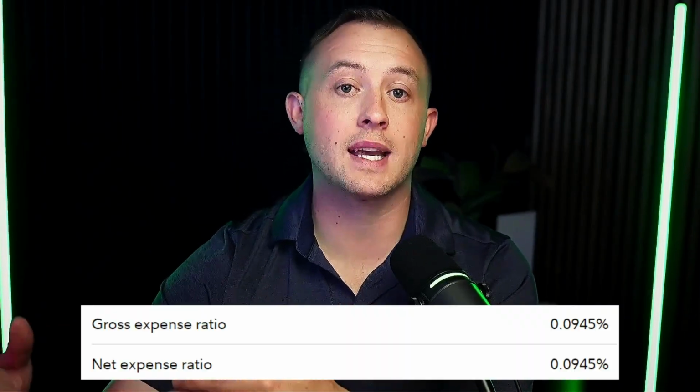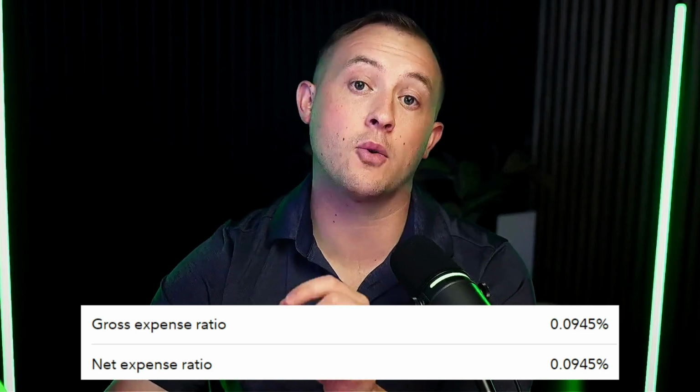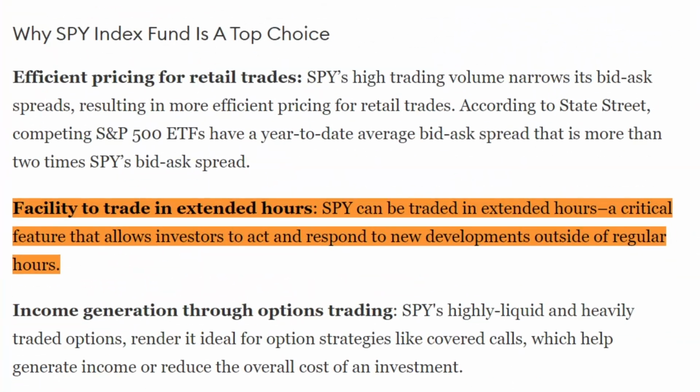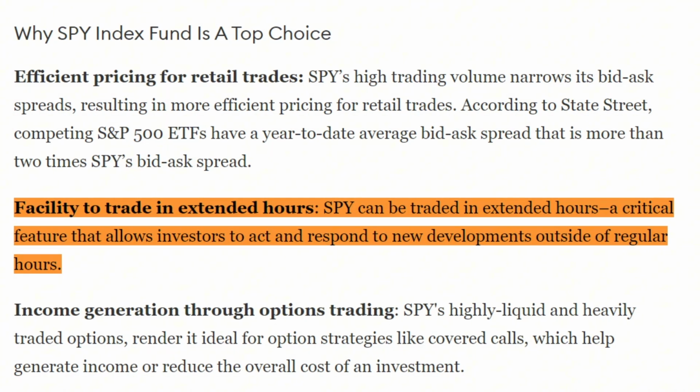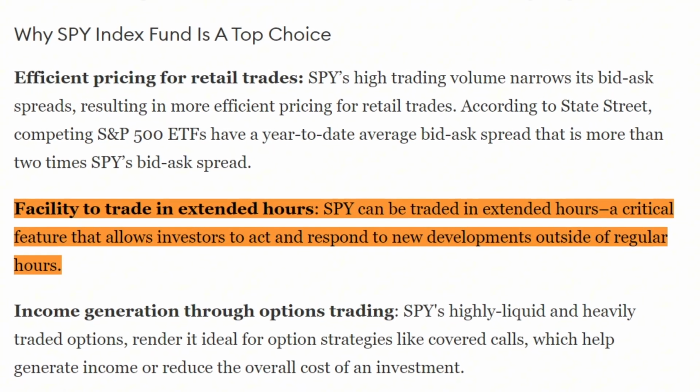SPY typically charges a higher expense ratio of 0.0945% or 3 times the cost of VOO. So then you would wonder, why would people still buy it? Well, SPY is one of the most heavily traded ETFs in the world. So for active traders, that matters. According to Forbes, it holds many benefits like extended hours trading, efficient pricing for retail trading, options trading. Now, for beginners and long-term investors, that doesn't really help nearly as much.